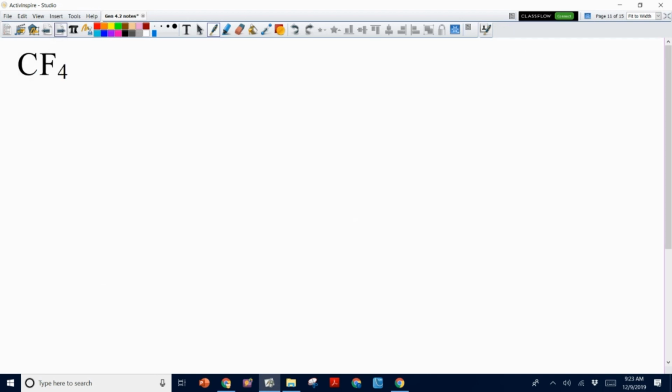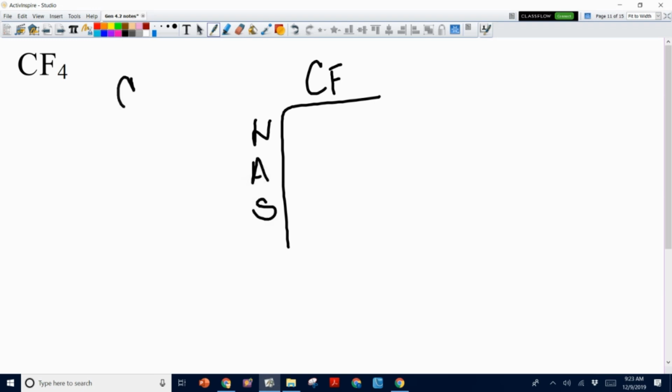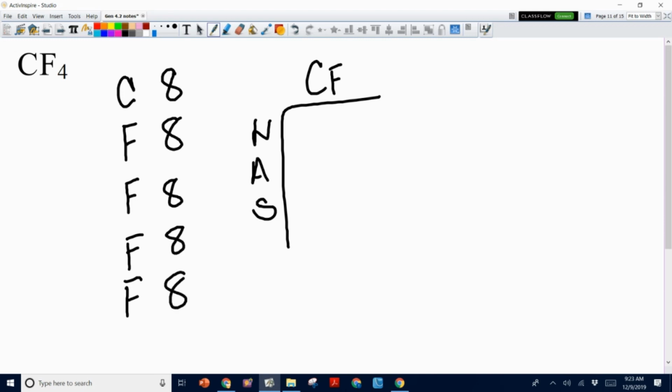All right, and then we have here CF4. NOS. We have a C, and then we have 4 Fs. Okay, carbon needs 8, fluorine needs 8. Okay, so 8 times 5 is 40.